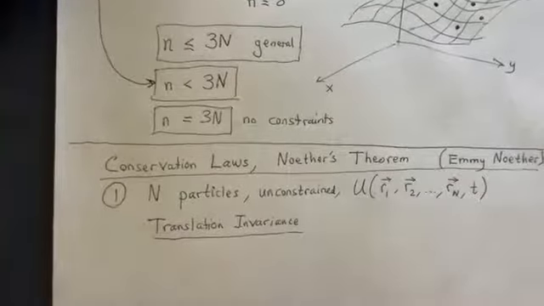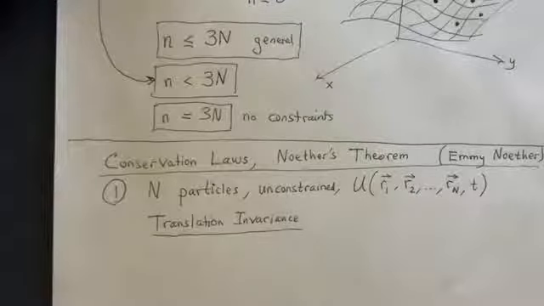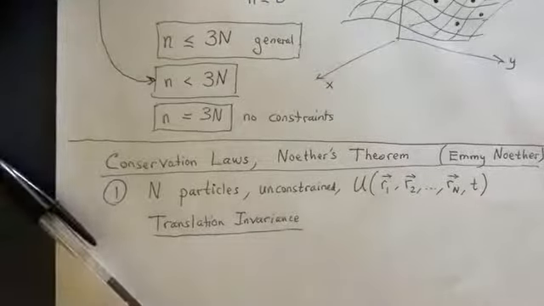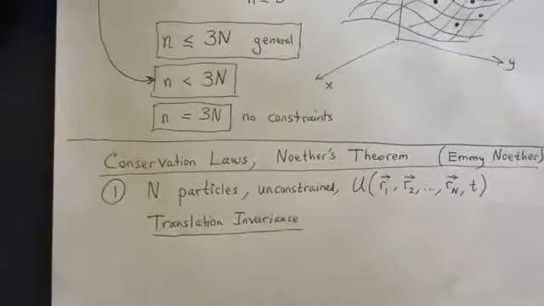Okay, translation invariance. This term in physics, translation, is a displacement of the entire system. So imagine this collection of particles. If you take all of those particles and move them a certain distance to the right, for example, that's called a translation of the system. And we're going to assume that this energy is independent, it's unchanged by such a translation.